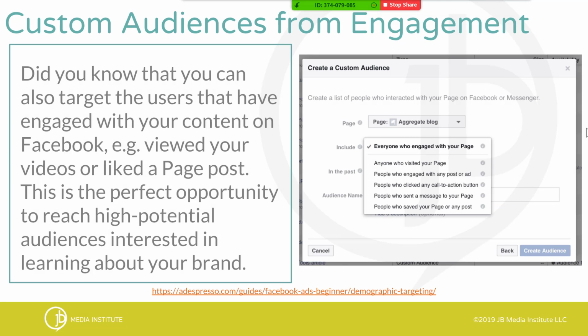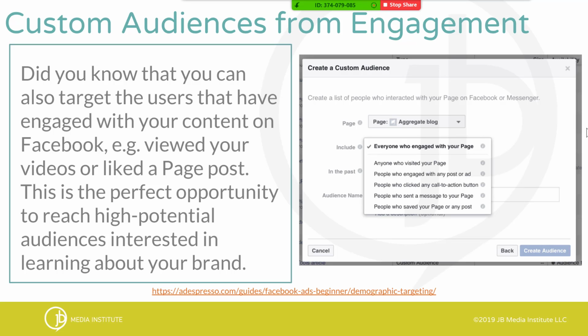And then you can also, within the system, build custom audiences from engagement. So you can target users that have engaged with your content on Facebook, whether they viewed a video or liked a page post or something like that. And again, we see this as something that allows you to really target people that were inspired enough by what they saw on your Facebook page to do a smaller action. And the goal with these ads is really to take them to that next level where they convert in some way. So you can see the options here in the screenshot as well. You can target everyone who engaged with your page, but you can also hit really specific people.